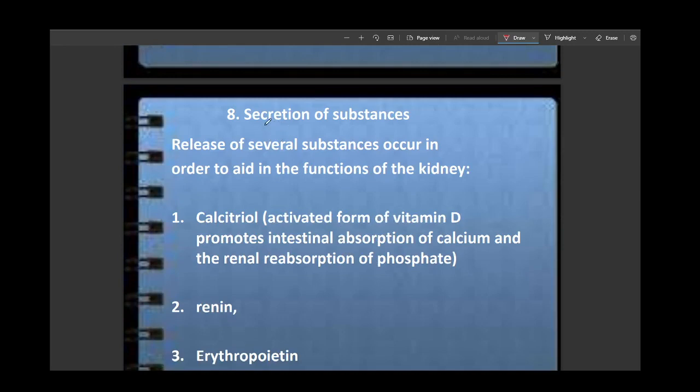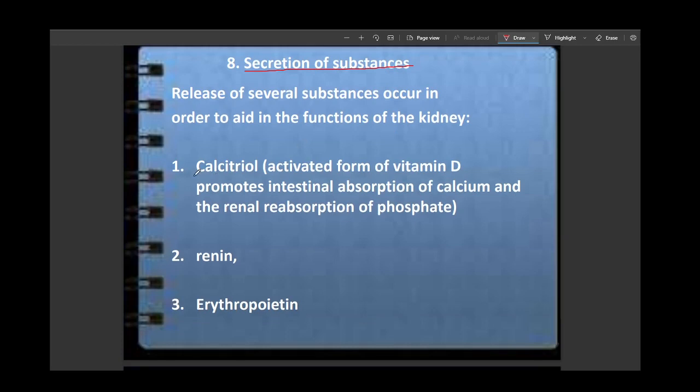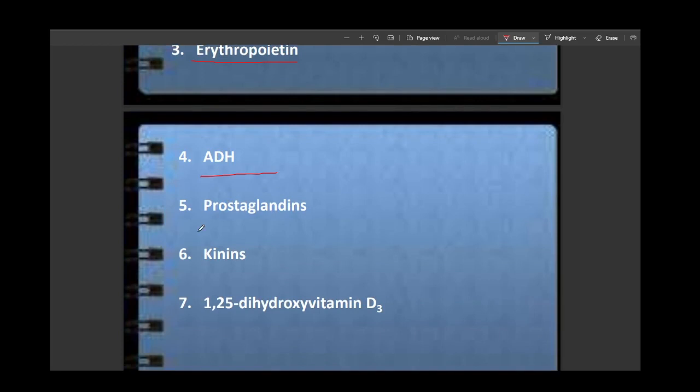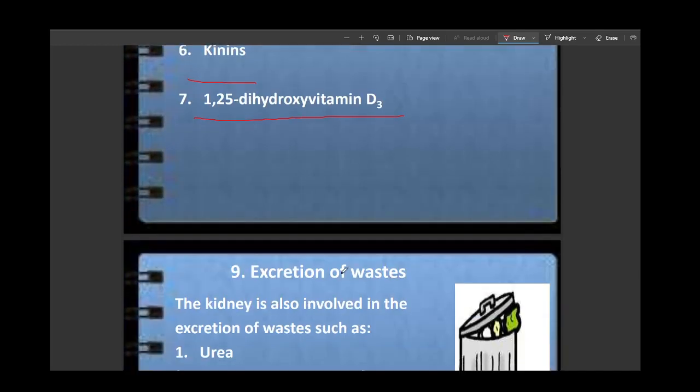And excretion of substances, how is it done? Calcitriol, the activated form of vitamin D, promotes intestinal absorption of calcium and the renal reabsorption of phosphate. So basically calcitriol helps us in this. Renin helps us, and erythropoietin helps us as well. ADH helps us with water; it is also called vasopressin. Then the prostaglandins, kinins, and 1,2,5-T3.